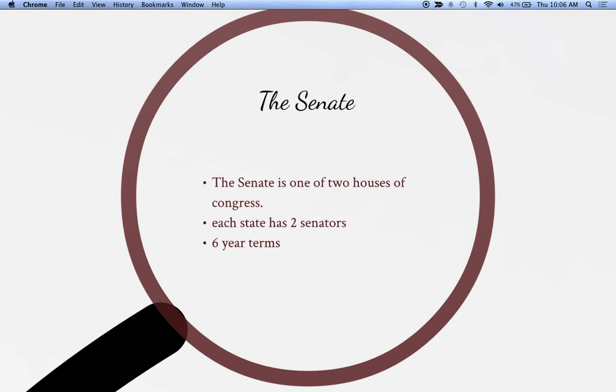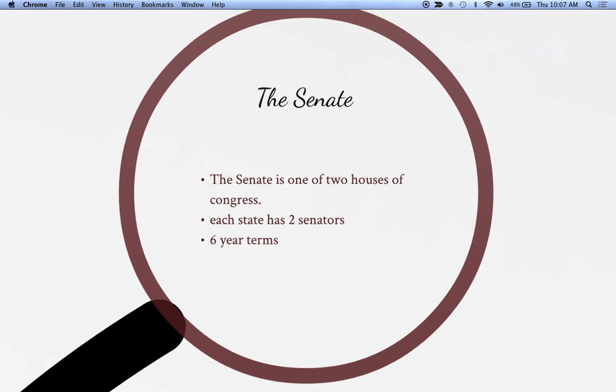Okay, the Senate is one of two houses, like I said. Each state has two senators. Okay, so that means that all the states have an equal amount of senators representing each state. So California, one of the largest states, only has two senators. Rhode Island, being one of the smallest states, also has two senators. So they're on equal footing when you think about it in those terms. The last one is they serve for 6-year terms. And that just simply means that when they're elected, they have the job for 6 years, pretty close to no matter what. Okay? So those are some things that you need to know about the Senate.